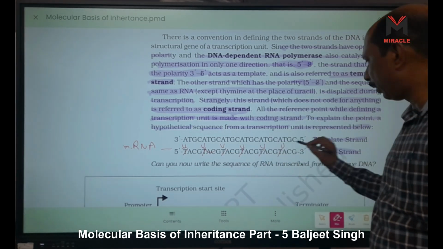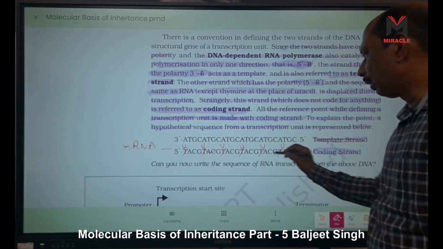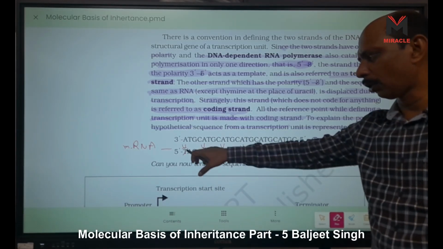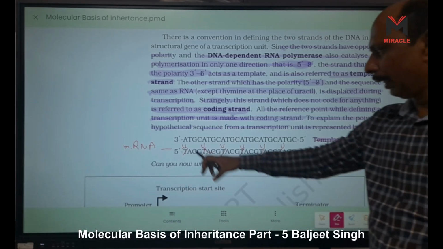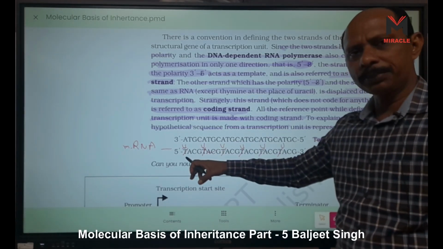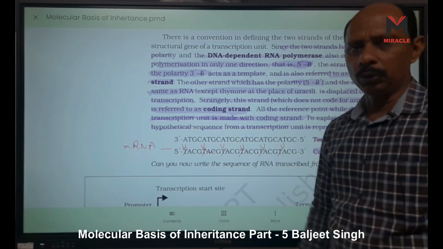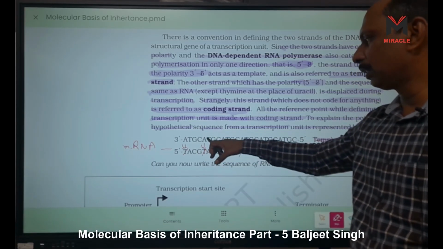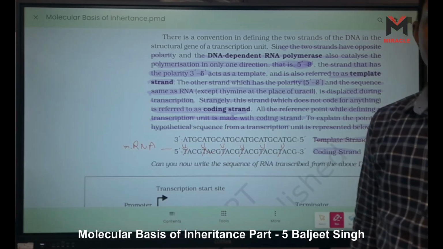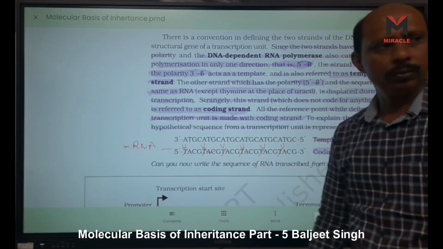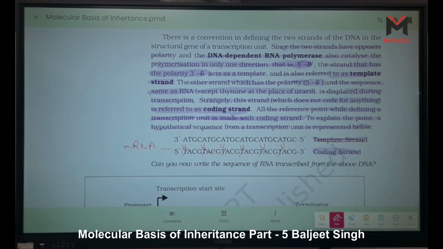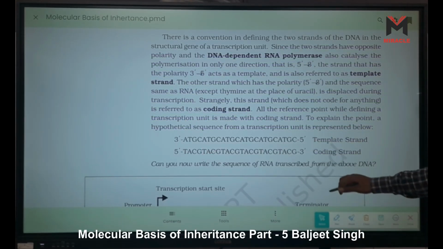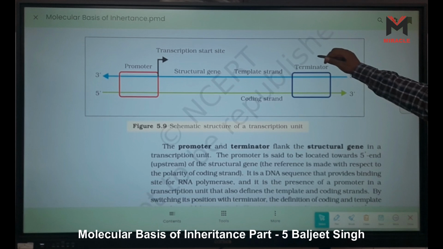Okay, suppose only the template strand is given. Then we need the process of complementarity. A means T, but T is absent in RNA, so we should write U here. T means A, G means C, C means G, A means T, but T is absent in RNA, so we use U here. Okay, do you understand?